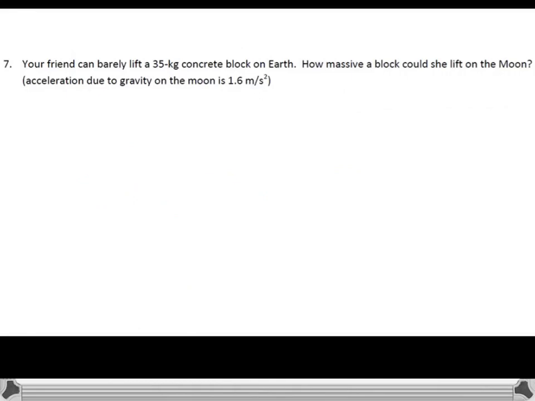Let's go into number 7 here. It says your friend can barely lift a 35 kilogram concrete block on Earth. How massive a block could she lift on the moon? Acceleration due to gravity on the moon is 1.6 meters per second squared. Okay.